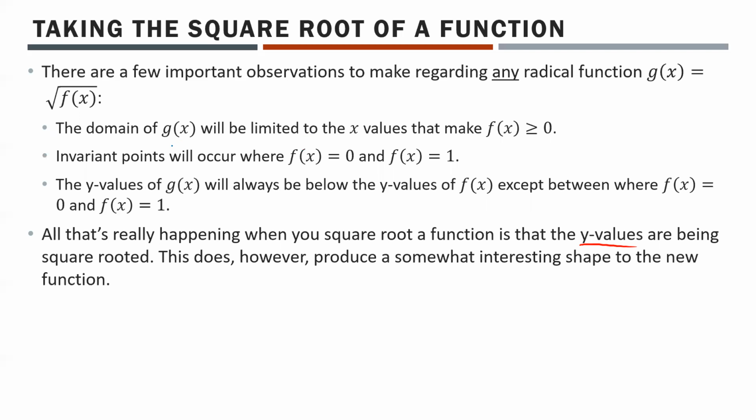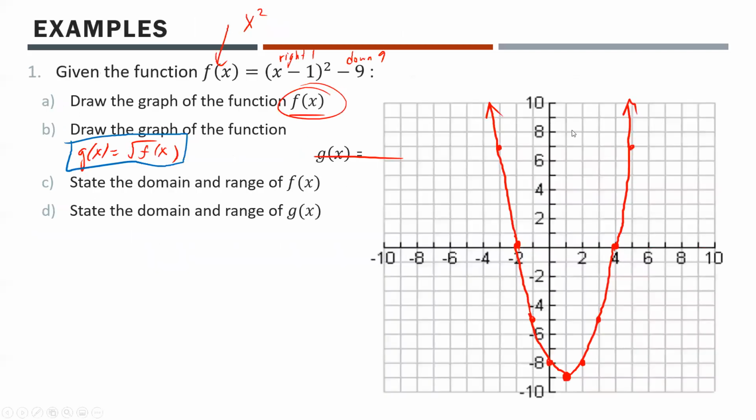The domain of g of x is just going to be where f of x was greater than or equal to 0. So in other words, we only care about this stuff that is positive. All this stuff that is underneath the x-axis, all of this stuff that's down in the negative, we don't care about it because we can't square root that. It's all negative values of y. We can't square root those. So we're only going to care about this positive stuff here.